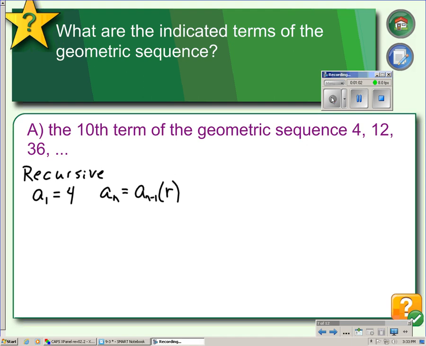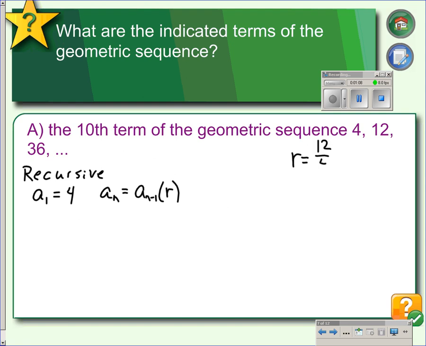Okay, so we need to figure out what r is. And since r is our common ratio, we take 12 divided by 4 is 3. So we find out that that would be a sub n minus 1 times 3. So if we want to know the 10th term, we would have to find all 3 terms we already have, and then 6 more terms, and then the 10th term. So it's not really super helpful here to find the 10th term using the recursive formula. So let's write an explicit formula.